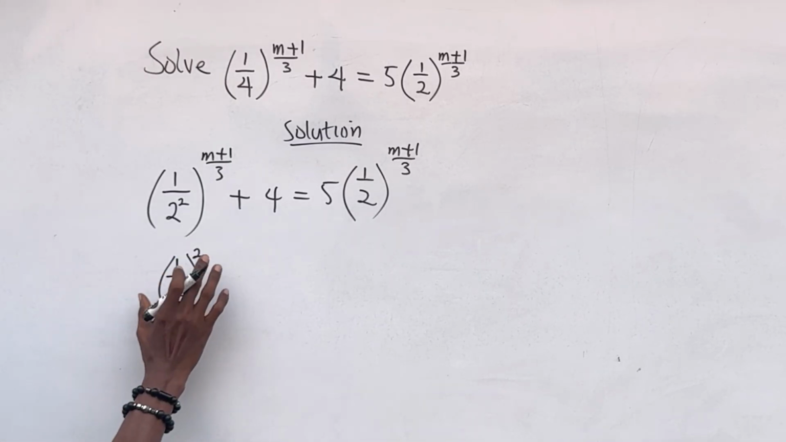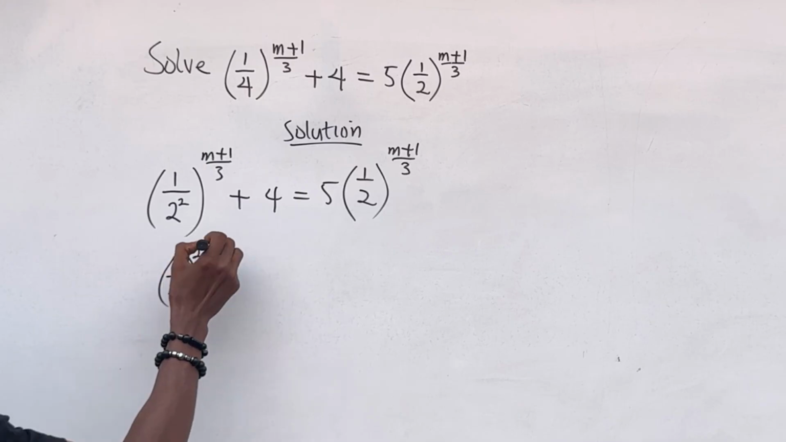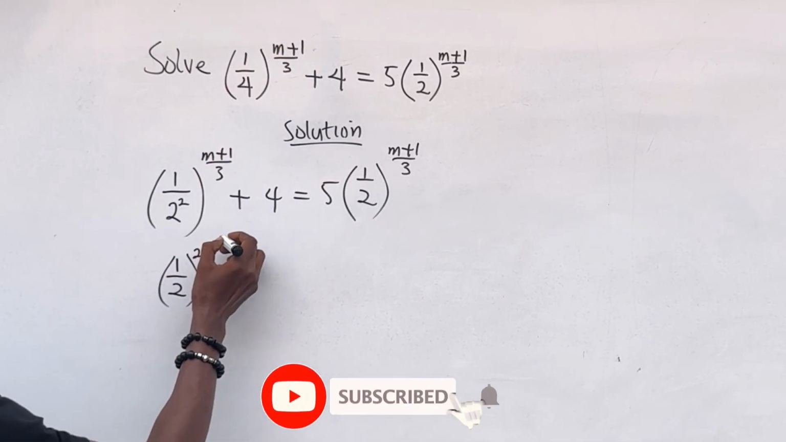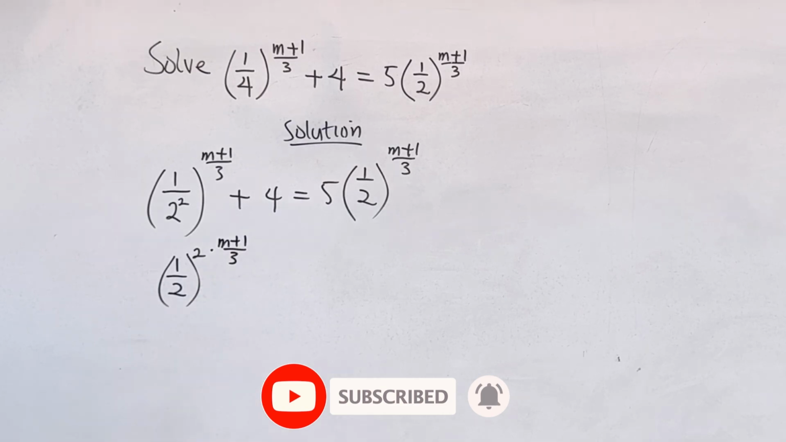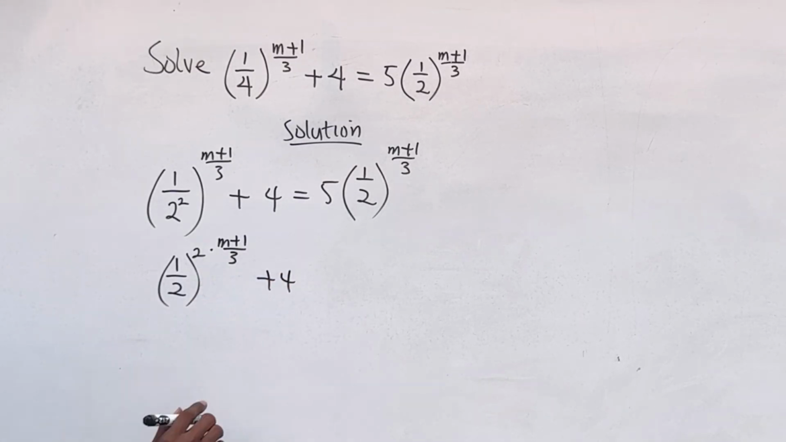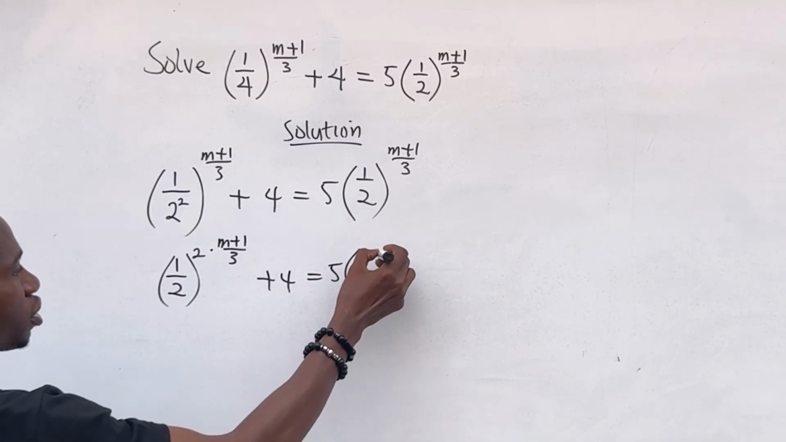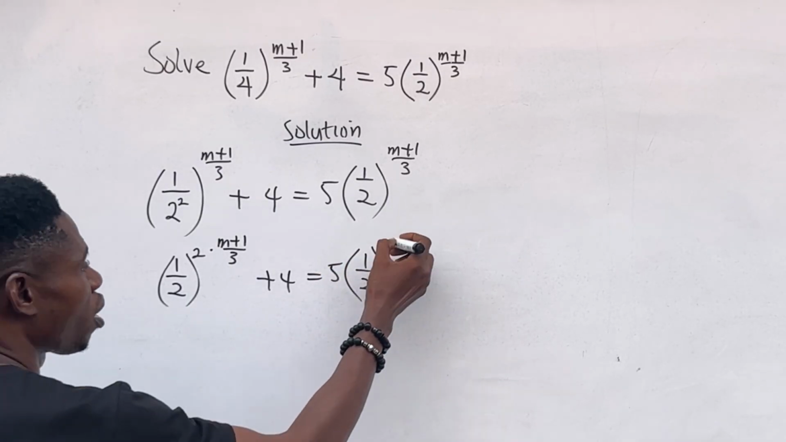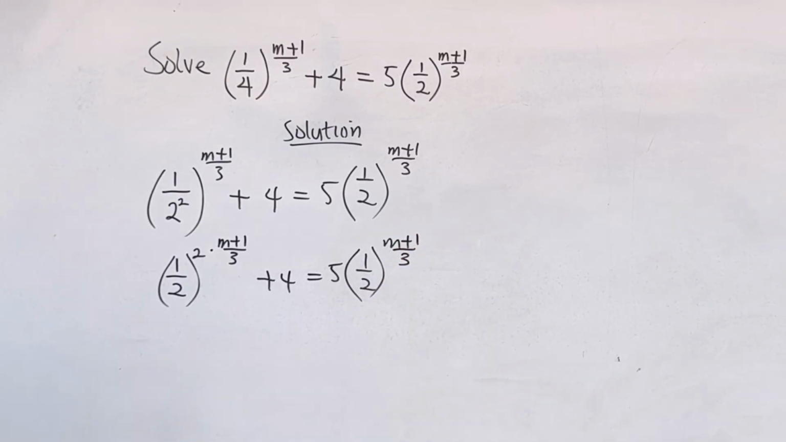Watch. This (1 over 2) squared is now this 1 over 4. Now remember that we still have a power there of m plus 1 over 3. Good. Plus 4 equal to 5 into 1 over 2 with a power of m plus 1 over 3.